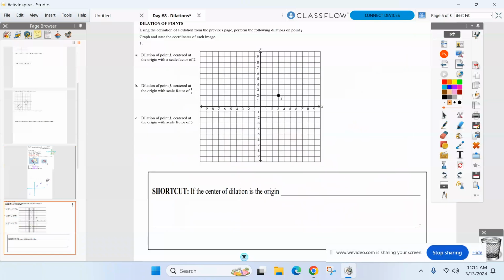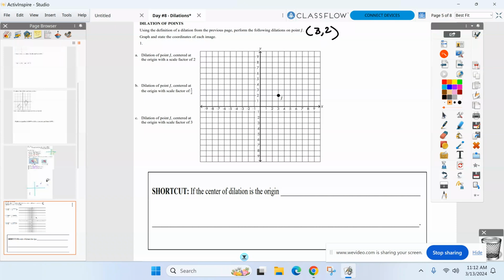All right, let's do a little dilation. I already plotted point J on there. Let's make a note of the coordinates of point J, because that's going to come into play when we do parts A, B, and C at the end. So that's 3, 2. Now we're going to dilate it. The first thing I told you was important: what are we dilating around? In this case, the origin. 0, 0 is going to be our center.